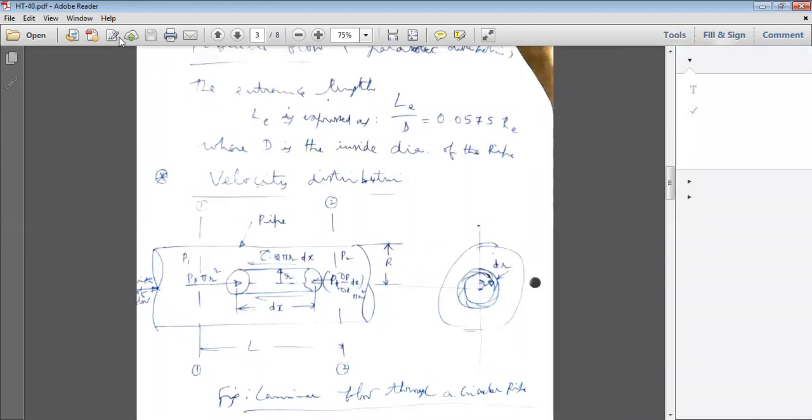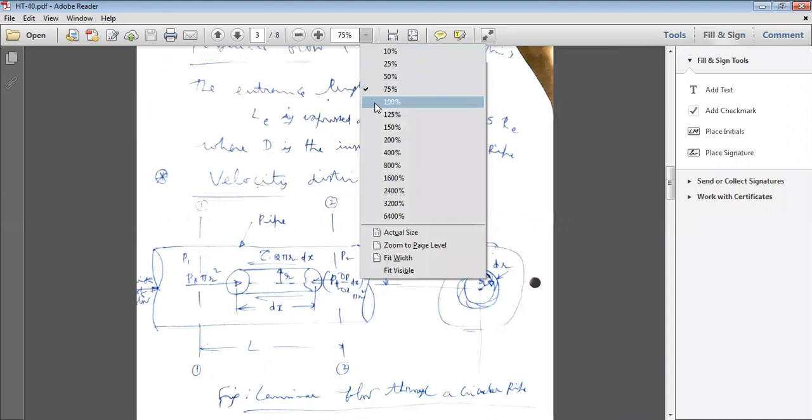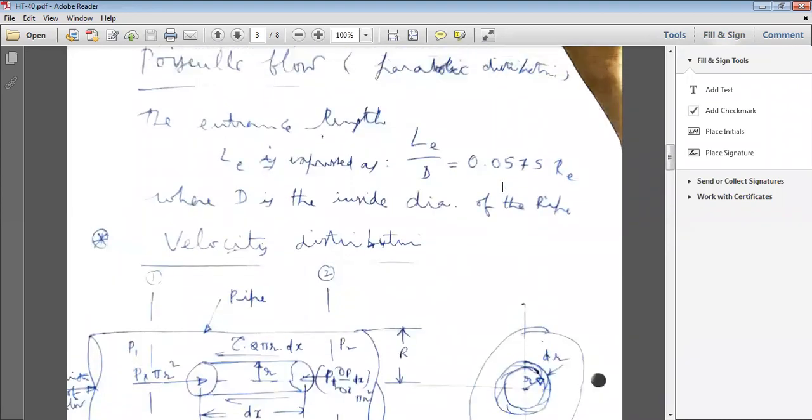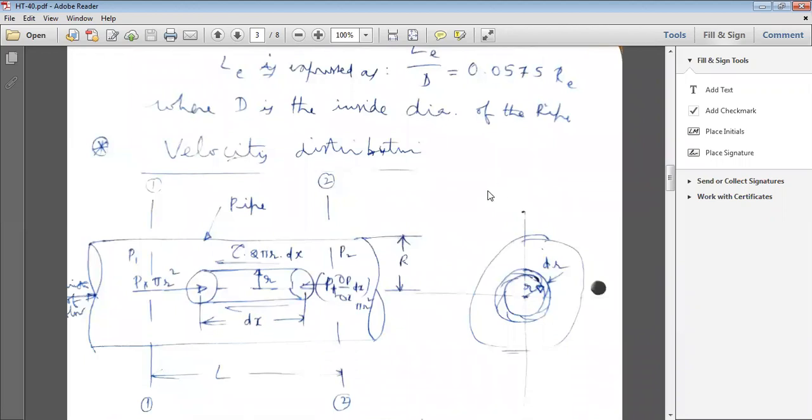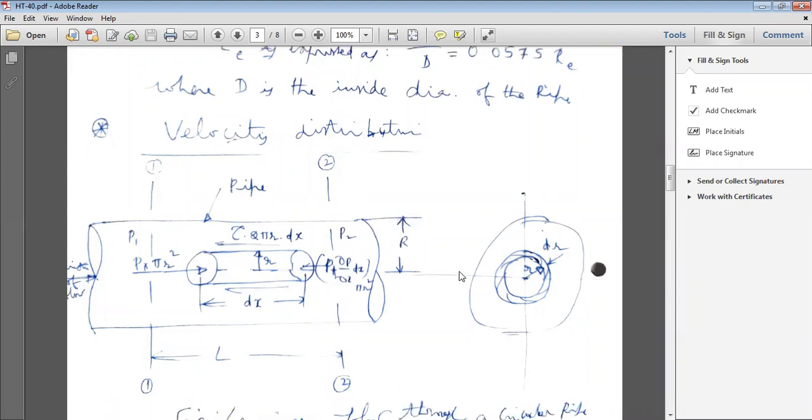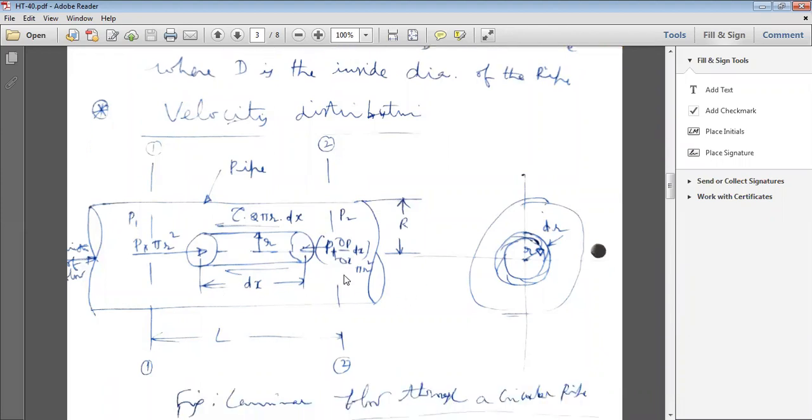So next, velocity distribution. How do you find the equation for velocity? Now we'll discuss velocity distribution. So consider a pipe or tube. In that, consider a length of the tube L. This is the direction of the flow. This is a pipe, and take two sections, 1-1 and 2-2.